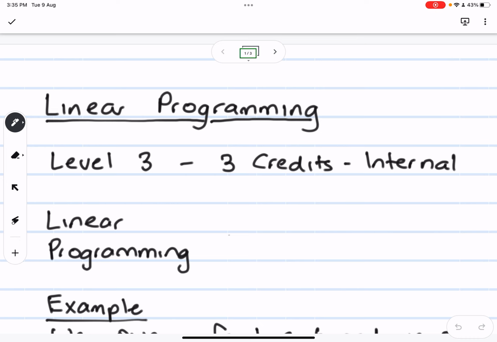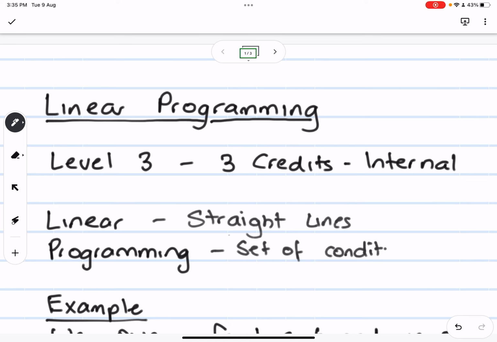So linear means straight lines. And programming means following a set of conditions. So linear programming is a straight line set of conditions. So let's have a look at an example together.